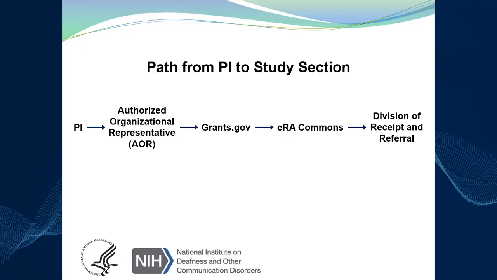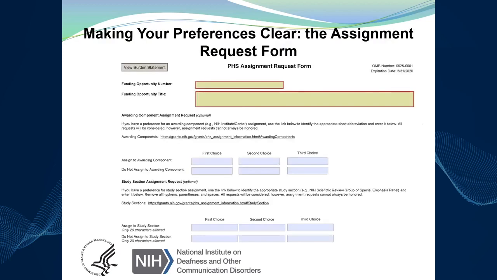And from Commons, your application will be routed to the Division of Receipt and Referral, where a number of administrative checks will be performed, and a Ph.D. level scientist will make two important decisions. The first is the institute that will ultimately fund your research, and the second is the study section that will review your application. So how can you have a say in this decision?